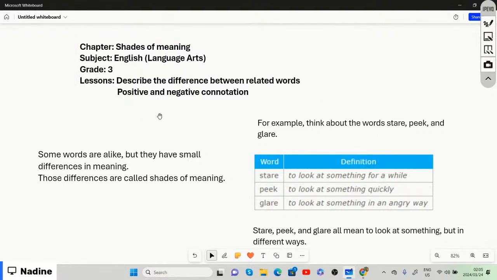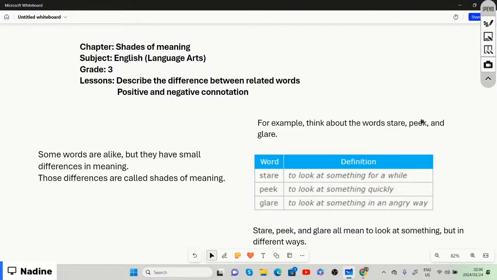And the lessons that we're going to be focusing on under the chapter of shades of meaning are to describe the difference between related words, as well as positive and negative connotation. So that is going to be our lessons for today.